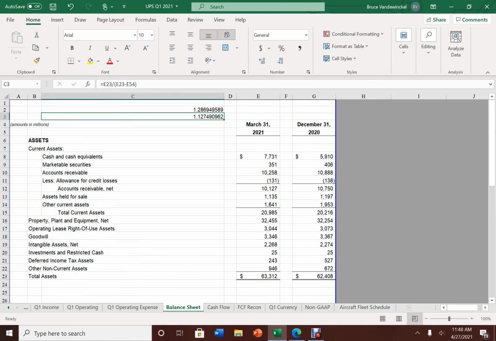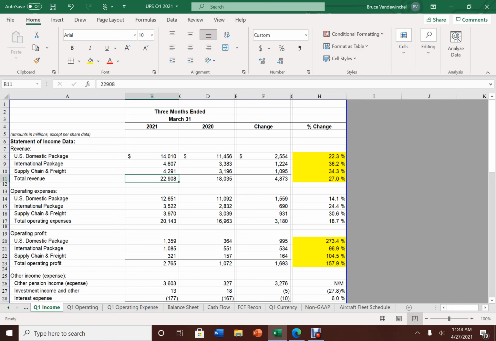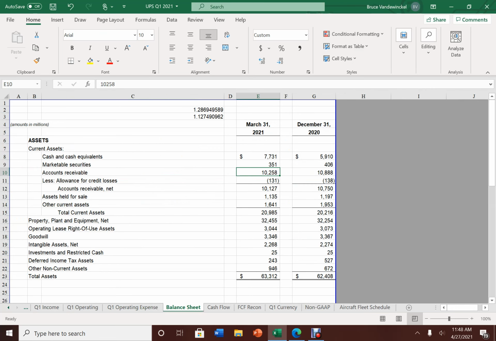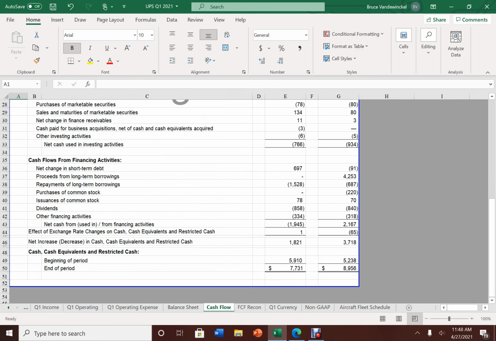About 50% of UPS sales is on accounts receivable. Therefore, it's not a huge concern that the current ratio is only at 1.28. Not a big deal at all.